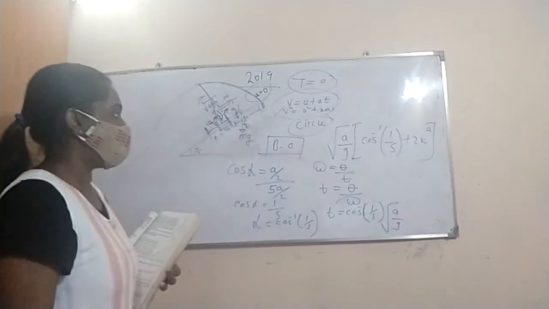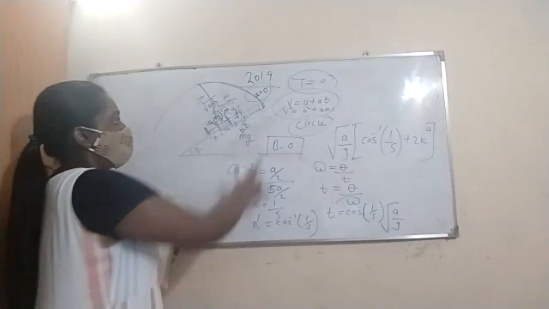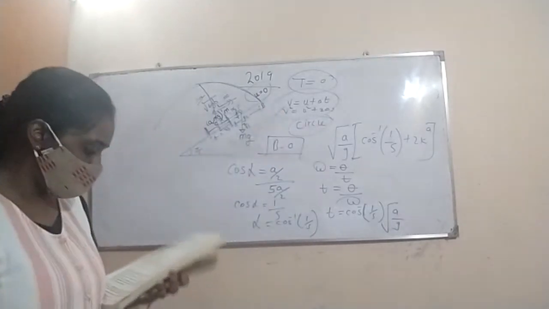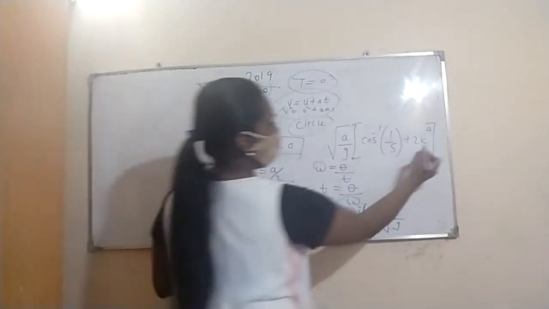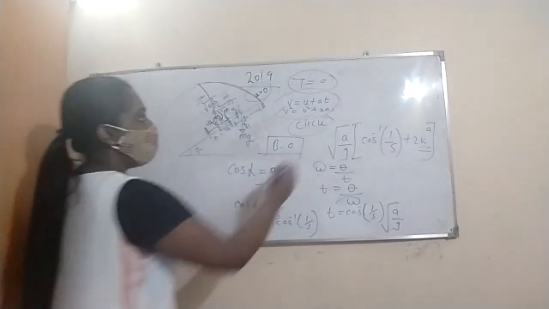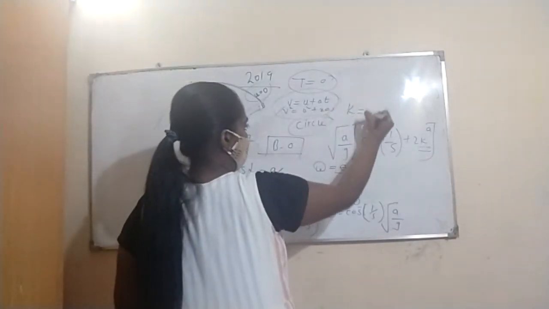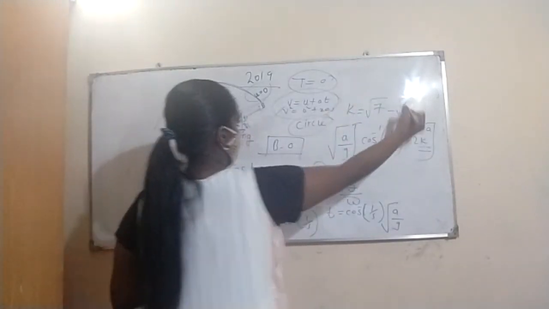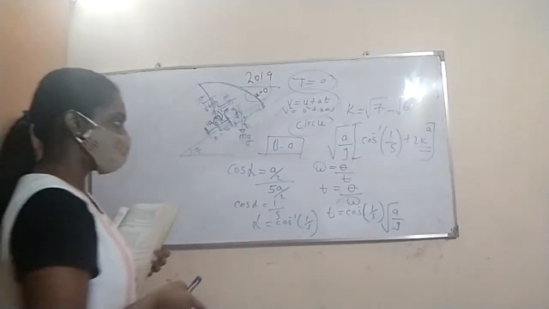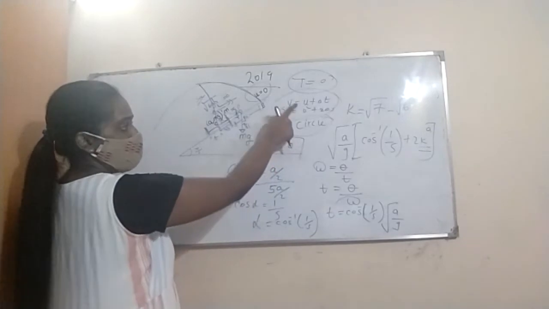How do you calculate the time taken from A to O? Okay, we can use V is equal to U plus AT. Why did I come to that conclusion? You see, they have given a K term right there, and in the bracket K is equal to root 7 minus root 6. That means initial velocity and final velocity. So using that idea, we can tell what to use.